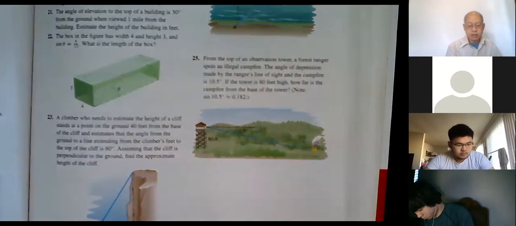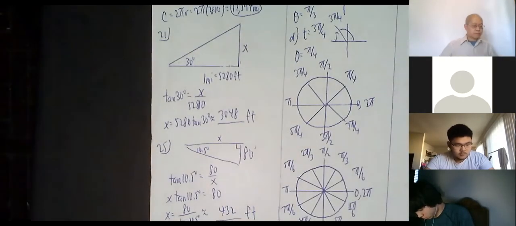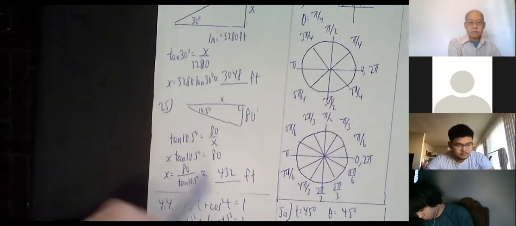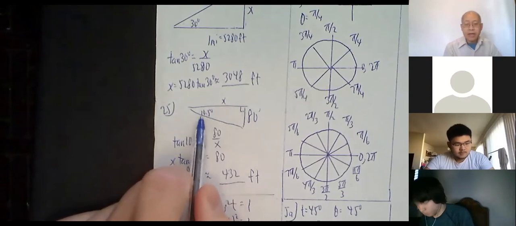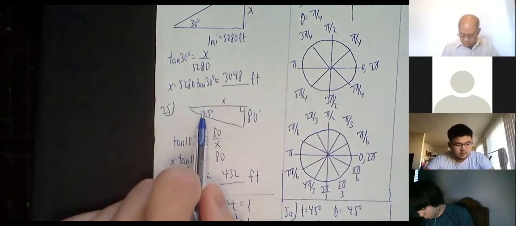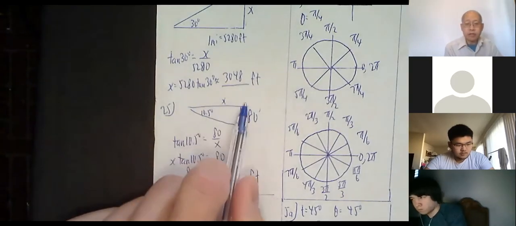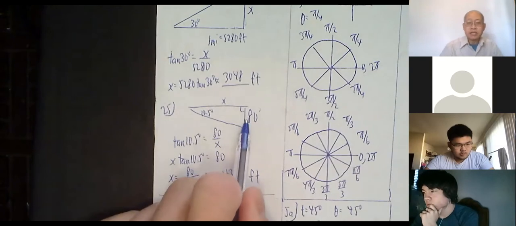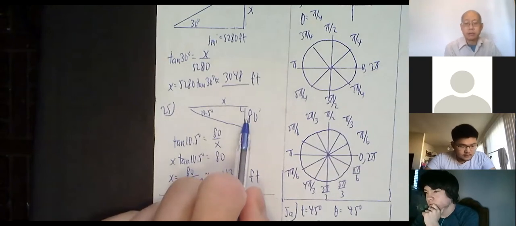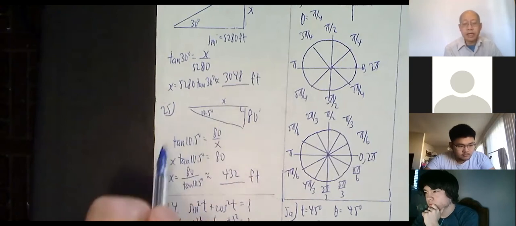Okay, so here's the picture. This is 80 feet high. This angle here is 10.5 degrees. So how far away is the fire from here to here? Here's 10.5 degrees, that's the angle of depression. You're looking down at something. Again, this is the opposite side. This is the adjacent side. So I'm using tangent again.